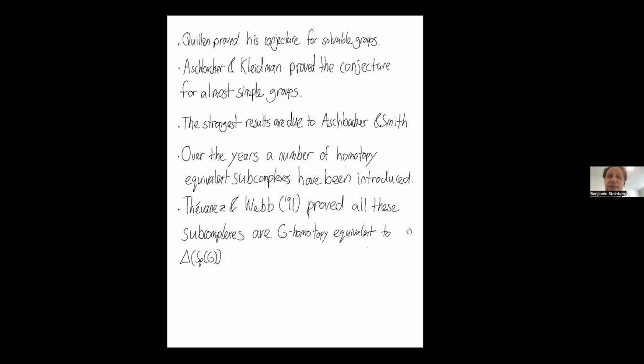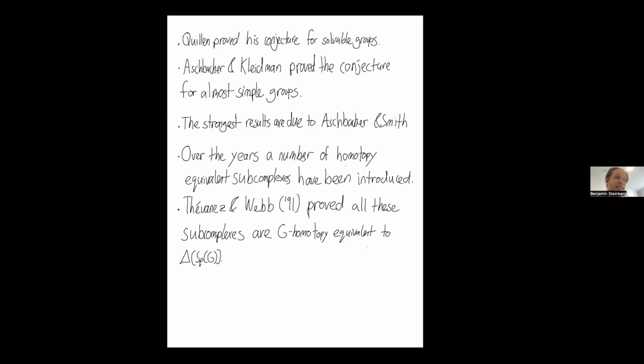So what is known about it? Quillen proved this conjecture for solvable groups in his original paper. Aschbacher and Kleidman many years later proved the conjecture for almost simple groups, so in particular for finite simple groups. I believe this uses the classification. The strongest results to date, which are way too technical for me to either state or understand, are due to Aschbacher and Smith, where they reduced the conjecture to groups whose generalized Fitting subgroup has only certain kinds of simple components. And that's all I can say because I don't know anything about this kind of stuff.